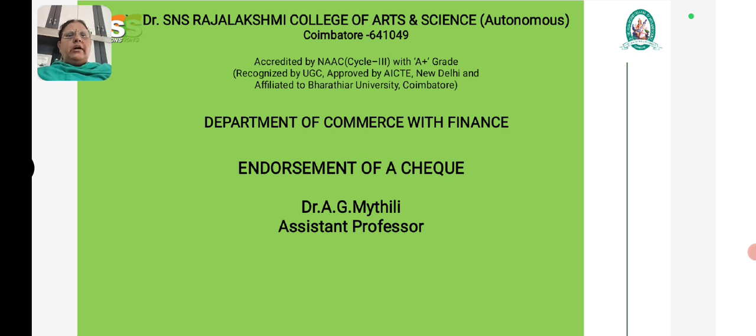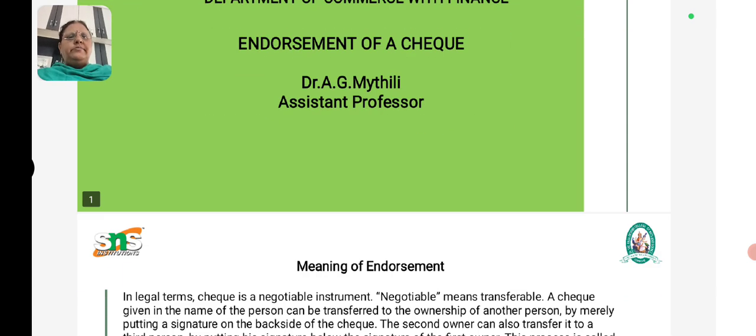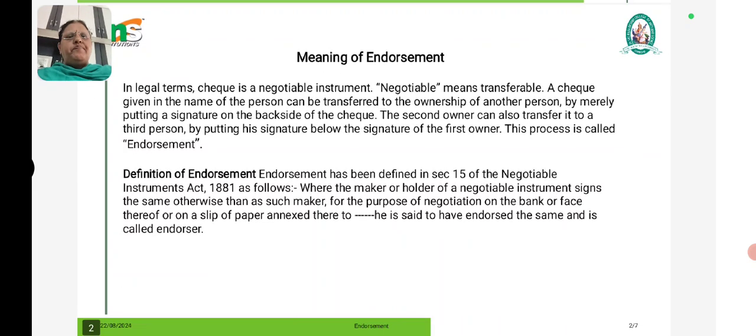In this video, I'm going to speak about endorsement of a check. The word endorsement is derived from the Latin words "in dorsum", where "in" means upon and "dorsum" means back. As the derivation suggests, the usual place for the endorsement is upon the back of the instrument.